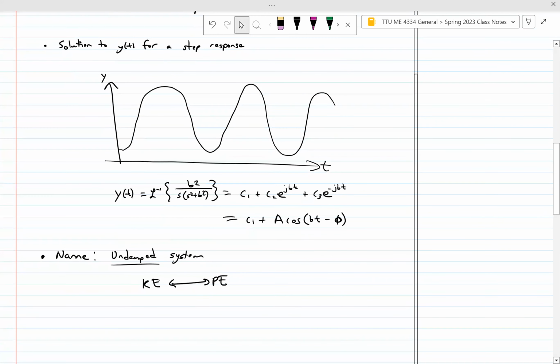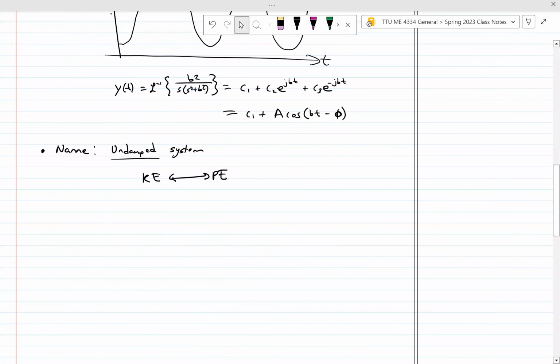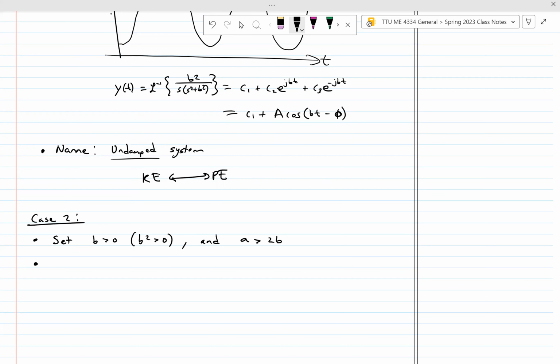All right, that was our first one. Let's go to case number 2. Now that you're familiar with what we're doing here, maybe we can get a little more participation. Let's now set b greater than 0, which means b squared is greater than 0, and let's say a is greater than 2 times b. So first thing, what are the poles of G(s)?